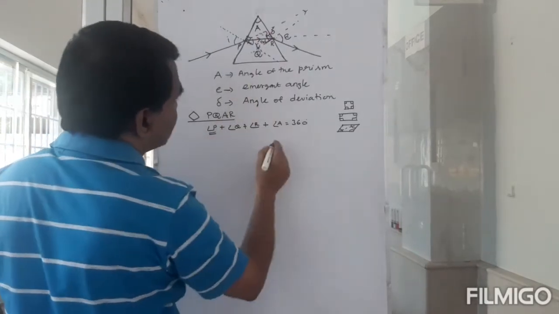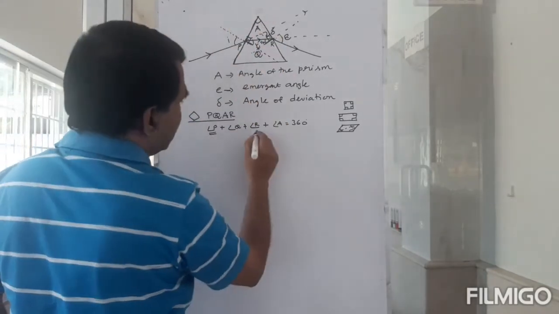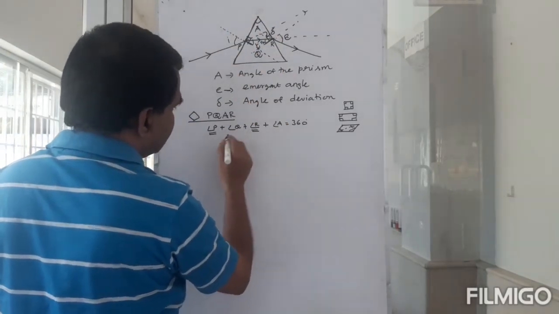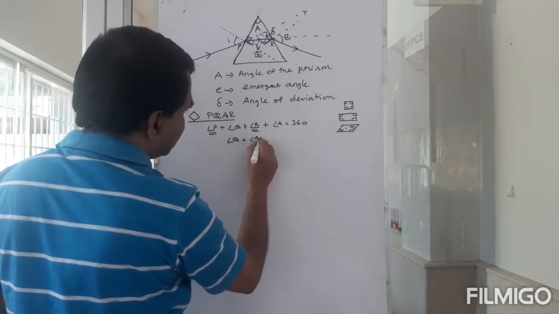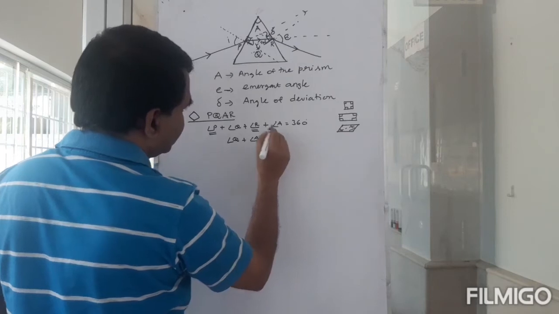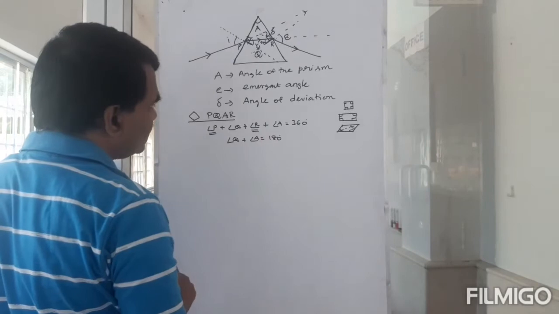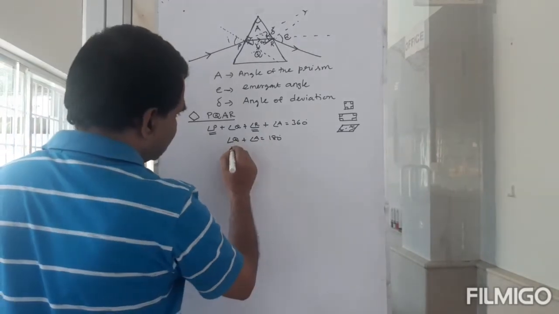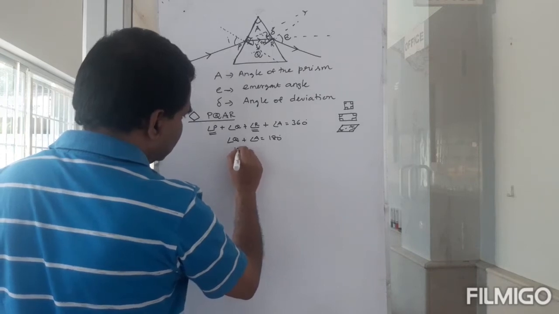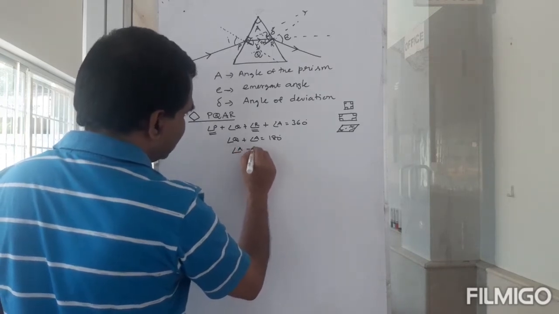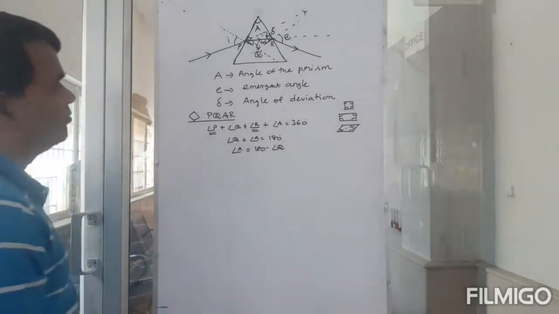90, and this is the normal, right? The angle between the normal and the surface is also 90. So this is 90, this is 90. So that should give me Q plus A must be equal to 180 degrees. So which means that angle A must be equal to 180 minus angle Q.